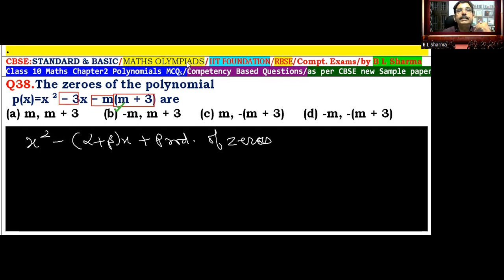We know that, let me write it properly. Sorry, in place of product of zeros, I can write alpha into beta. So B is the correct option.